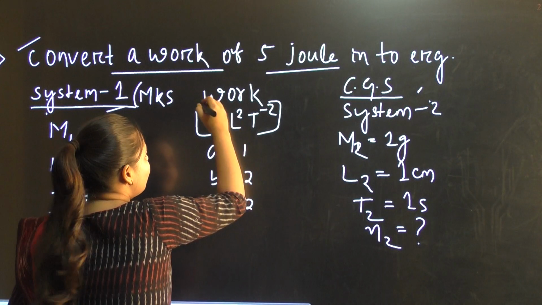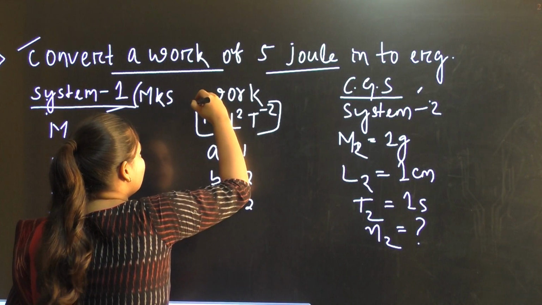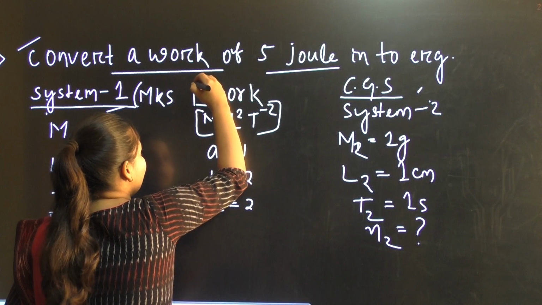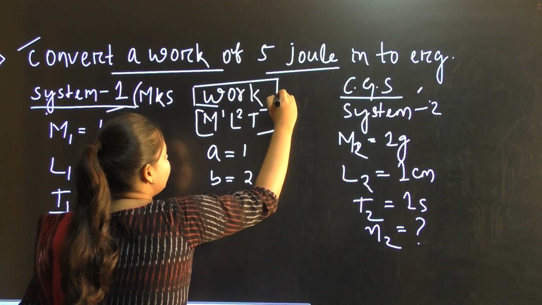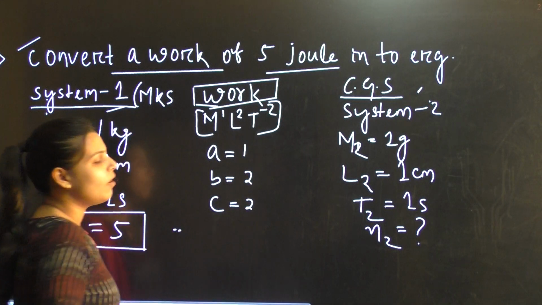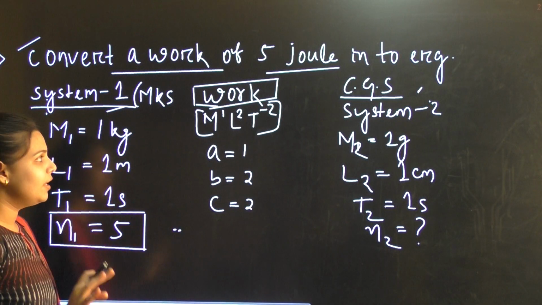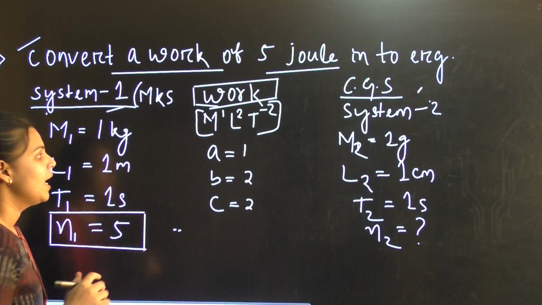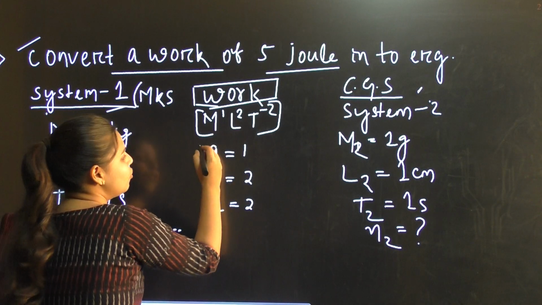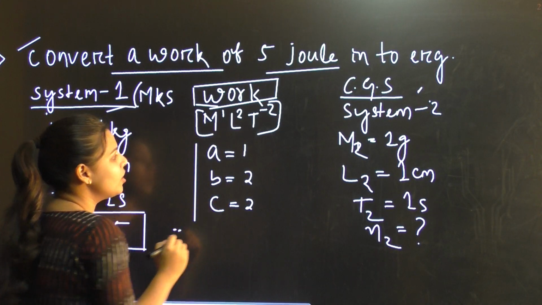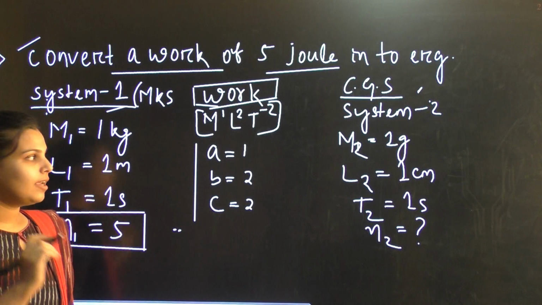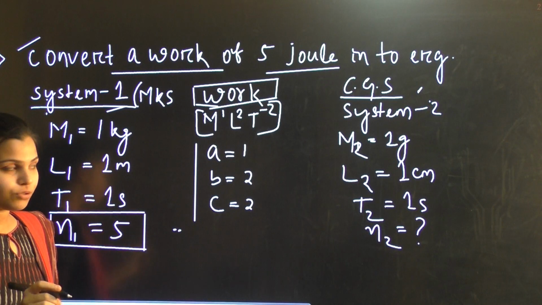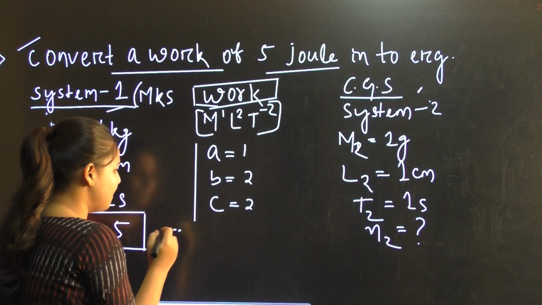As we know, the dimension of energy is M1 L2 T minus 2. Here the powers are said to be a, b, and c. That is, a is equal to 1, b is equal to 2, and c is equal to minus 2.